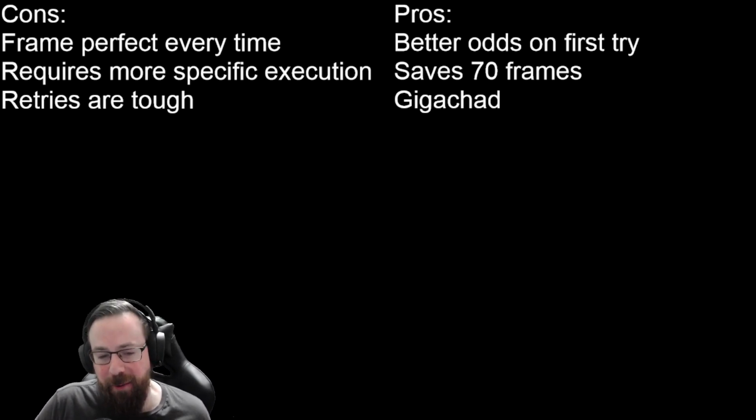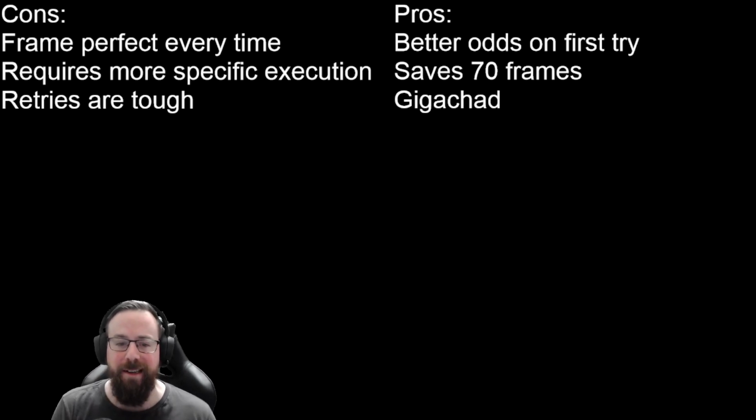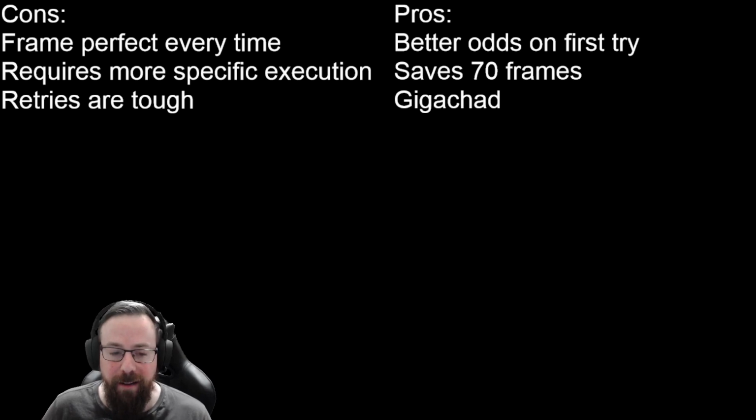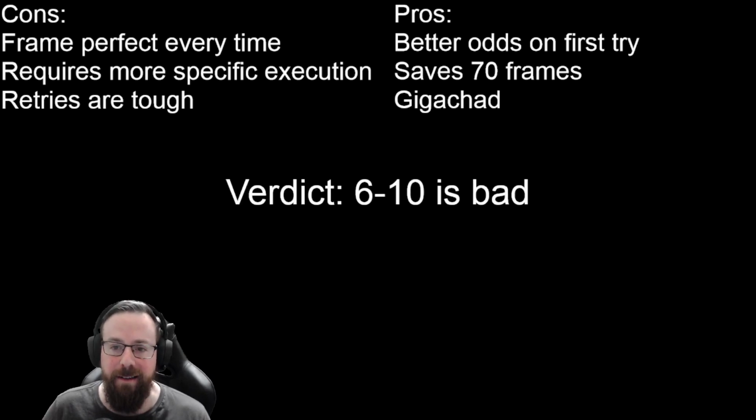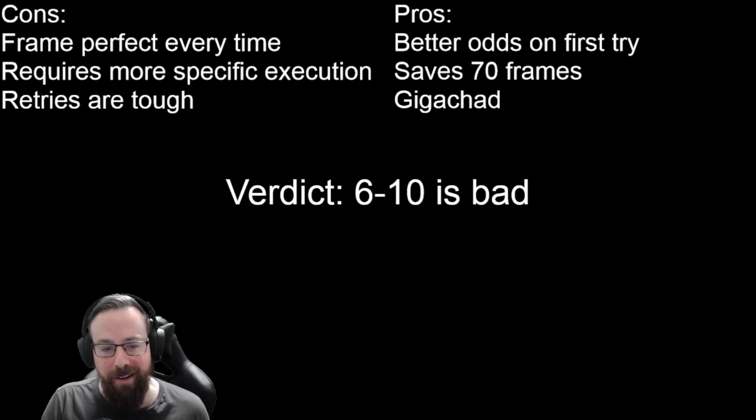And then the third one, which is the most important reason, is obviously you're a Gigachad if you go for it, because it looks cool. And so the verdict of all this is that 6-10 is bad. So delete 6-10, get it out of your repertoire. Let's start doing some wall jumps here.